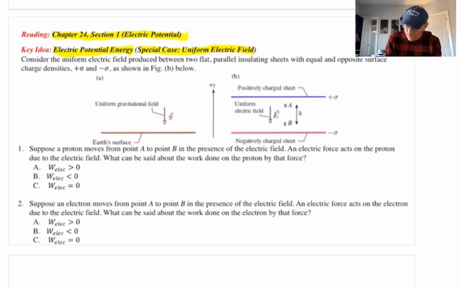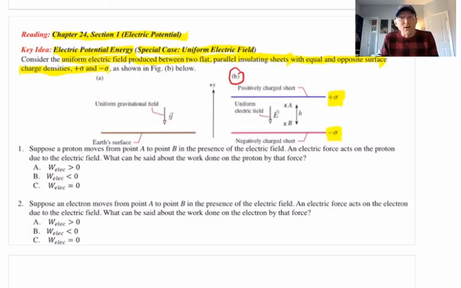So let's talk about what I'm thinking about here. Let's consider the situation where we have a uniform electric field. One way to produce that uniform electric field is by taking two flat, parallel, insulating sheets with equal and opposite surface charge densities, plus sigma and minus sigma. And that's shown over here in the figure on the right, labeled B. The upper sheet is the positively charged sheet with a uniform charge per unit area plus sigma, and the lower sheet is the negatively charged sheet with a uniform charge per unit area negative sigma.